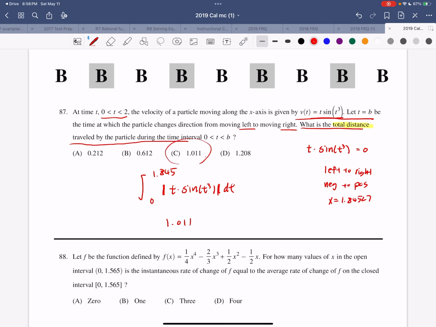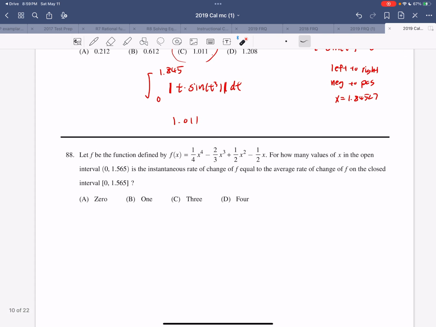Now, if the question was looking for the displacement, then you do not use absolute value. Remember, distance, you use absolute value. Displacement, you don't use absolute value. That's what you have to memorize.